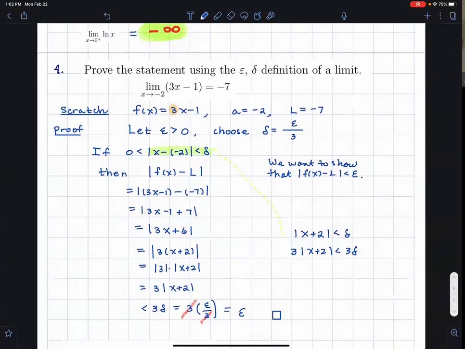Since a is -2, wouldn't we have to factor out a -3 to have x minus 2, not x plus 2? Let me just do one line here. See where it says x minus -2? It's x minus -2 less than delta. All I'm doing is, a minus and a minus make a positive. It's the same as x plus 2.